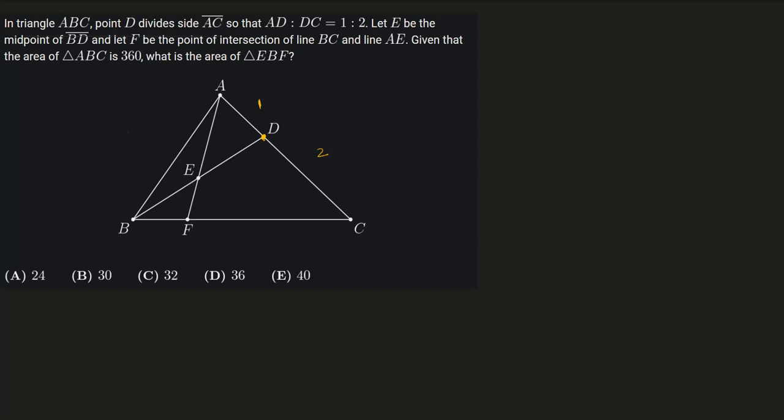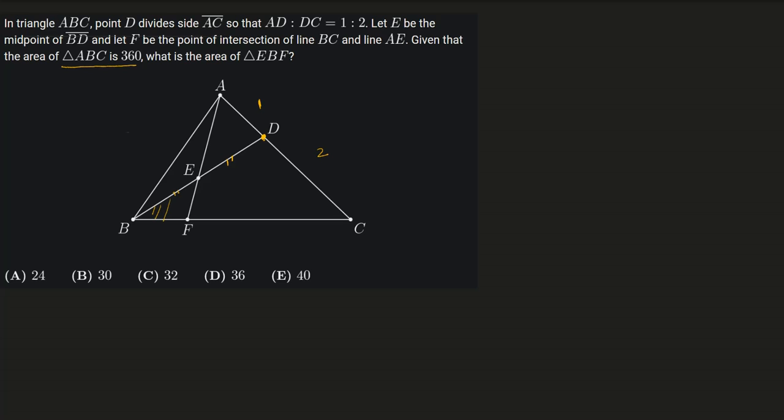Okay, let E be the midpoint of segment BD. Okay, E is the midpoint. Therefore, BE equals DE. And let F be the point of intersection of line BC and the line AE. So we connect the segment AE and then extend it so that it intersects BC at a point F. Given that the area of triangle ABC is 360, what is the area of triangle EBF?